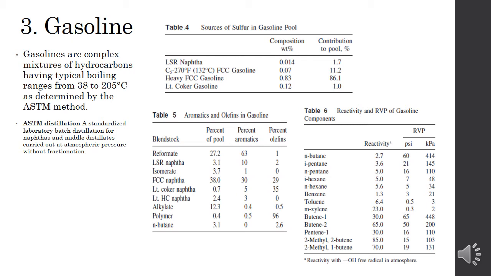Light straight-run gasoline consists of the C5 to 88 degrees centigrade fraction of the naphtha cuts from the atmospheric crude oil.